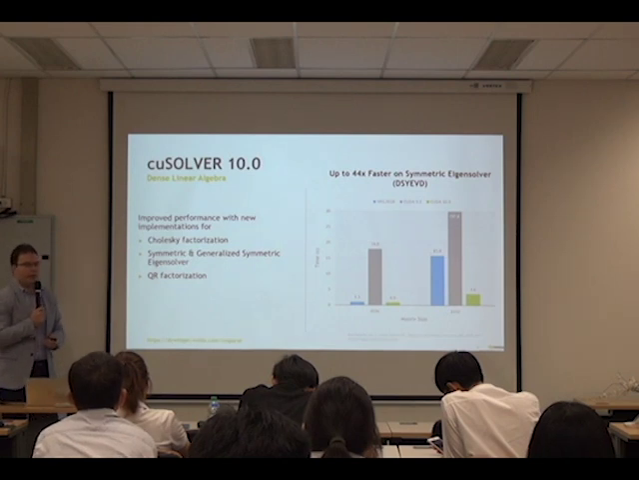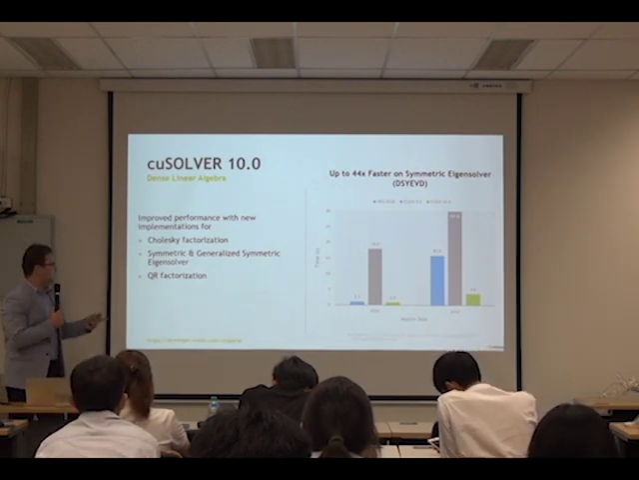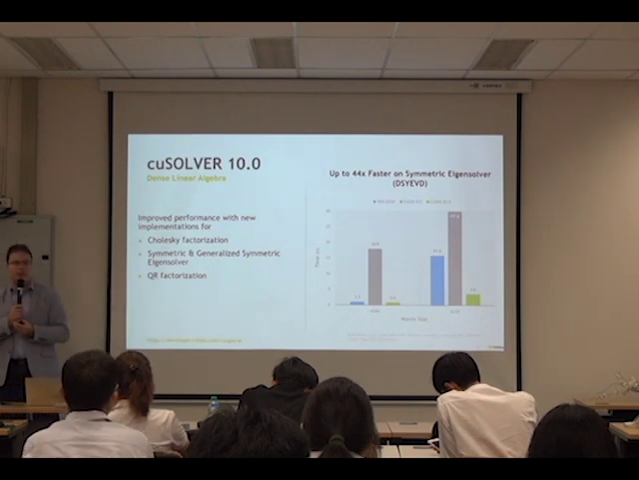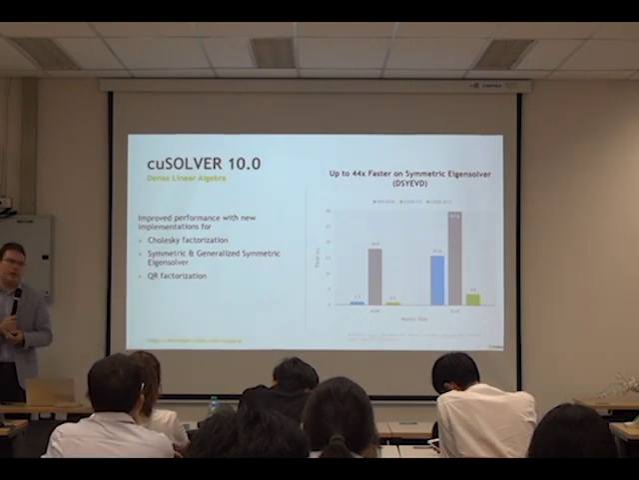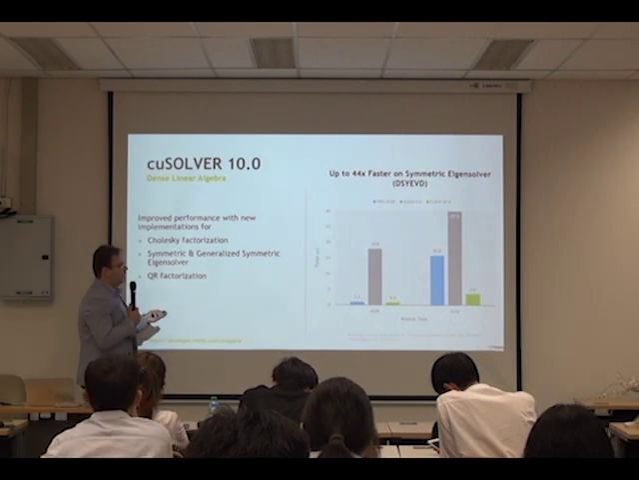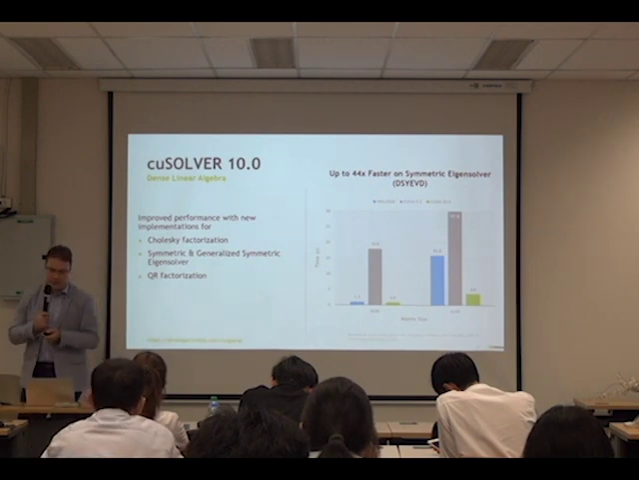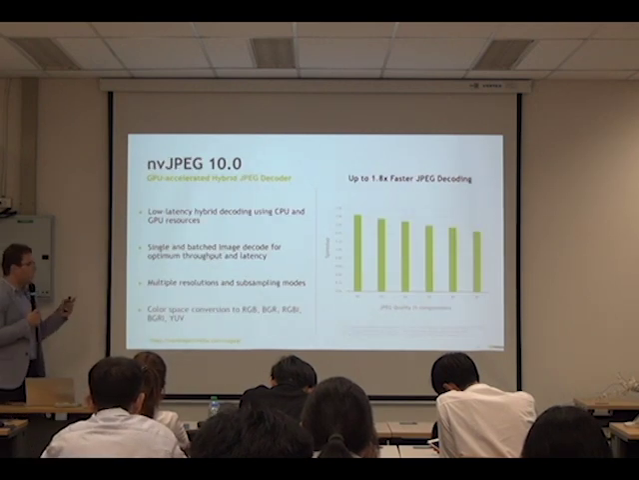cuSOLVER, yet another library. If you're doing things like LU factorization, QR factorization, again, these are more traditional HPC type of applications. We do provide this type of libraries. Again, very good speedup.